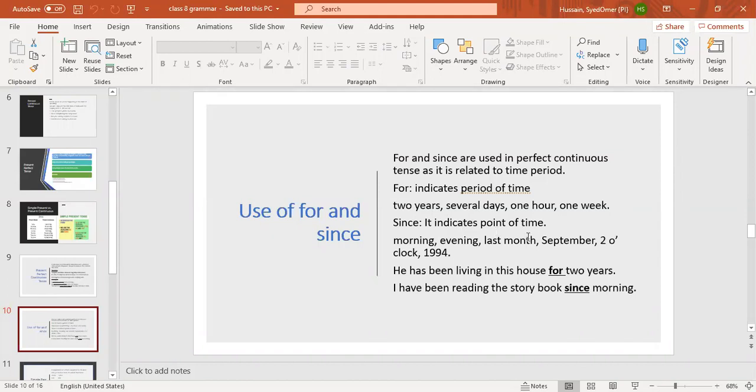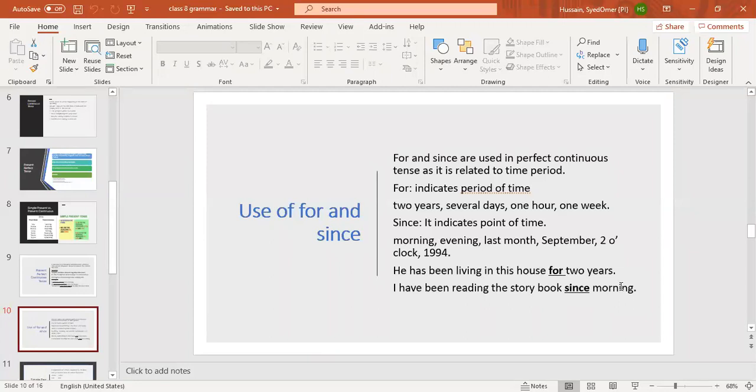Number is not mentioned: since morning, since evening, since last month, since September, since 2 o'clock, since 1994. He has been living in this house for 2 years. Numbers has come, so we are going to put for. I have been reading the storybook since morning. Since when? So remember, for indicates period of time. Since indicates point of time when number is not mentioned.